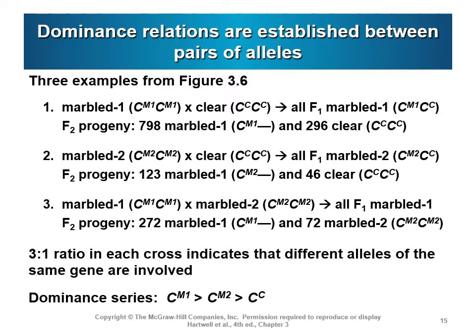A 3:1 ratio in each cross indicates that different alleles of the same gene are involved. The dominance series, therefore, is as follows: CM1 greater than CM2 greater than CC.